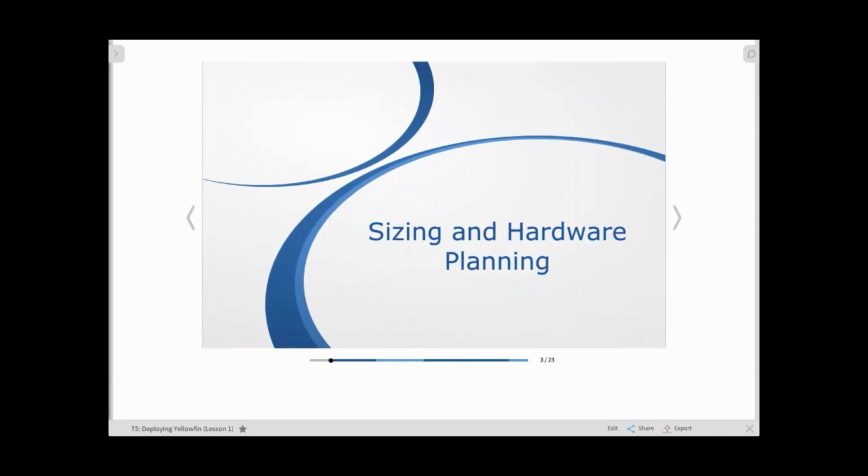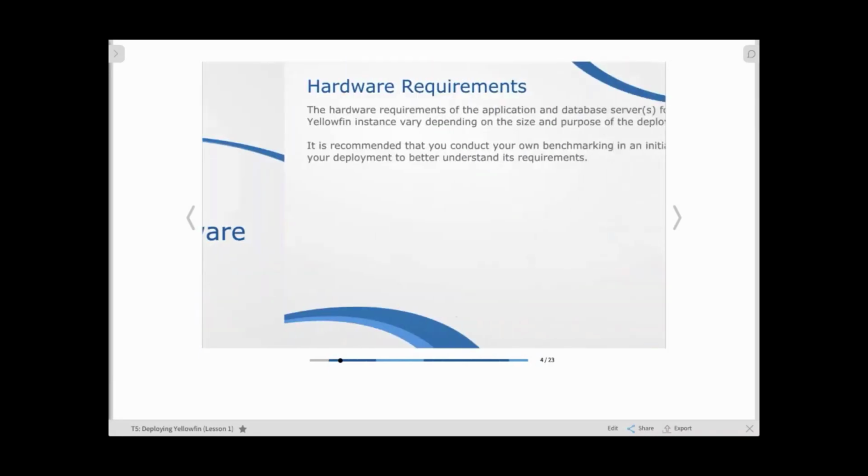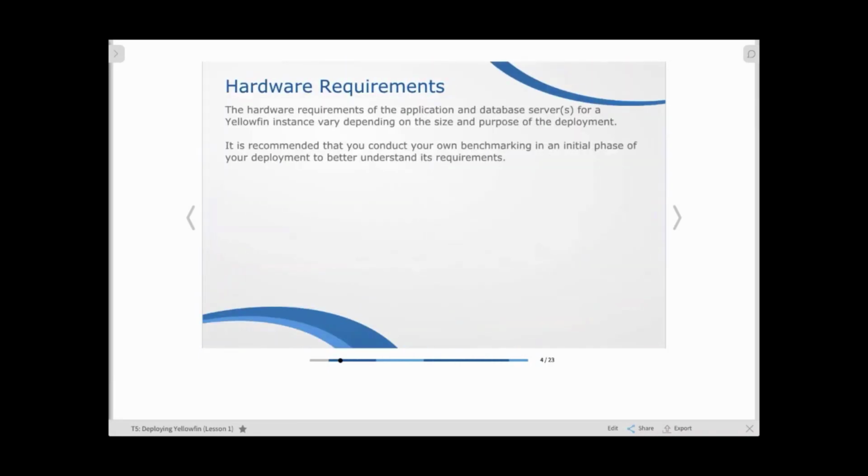So firstly, sizing and hardware planning. The first thing that you need to think about when you install Yellowfin is that the hardware requirements of the Yellowfin application and the corresponding database servers change depending on the size and the purpose of the deployment. It is initially like a how long is a piece of string question. So it's a pretty difficult question to answer.